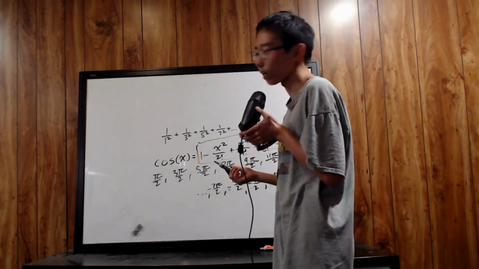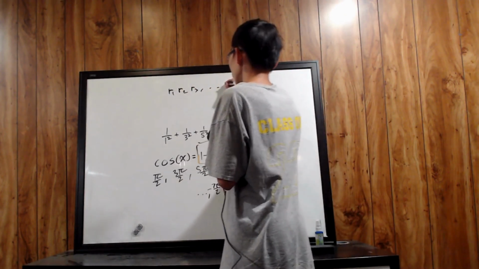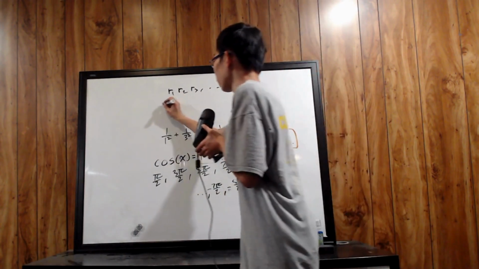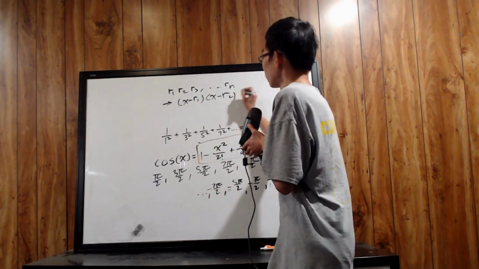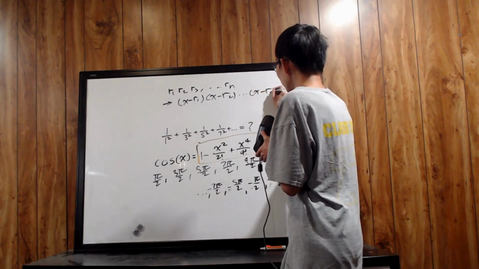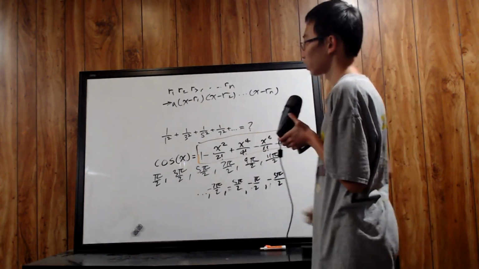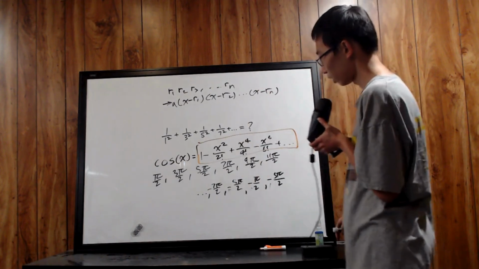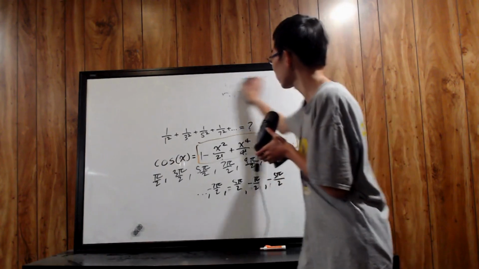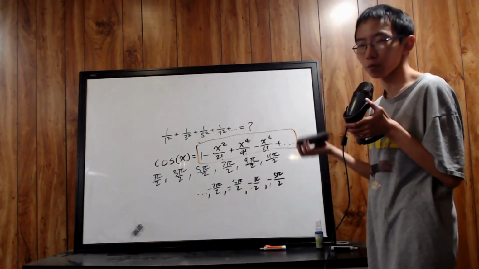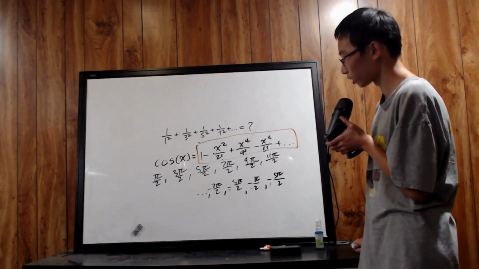So for instance, you should know that if you have a polynomial with roots r1, r2, r3, and so on to rn, n roots, then you can factor this polynomial as x minus r1, x minus r2, and so on and so forth, right? And if there's a leading coefficient like a, then times a. But the point is that you can always factor it as a product of linear factors with the roots. So we're going to make the claim that we can factor this cosine x series as you would with a normal polynomial.